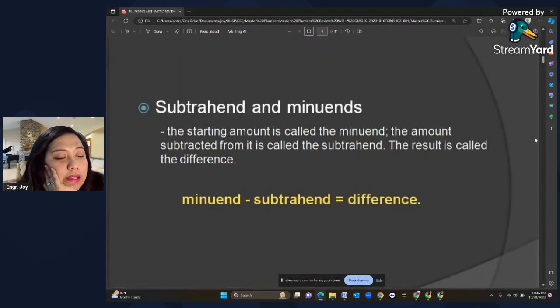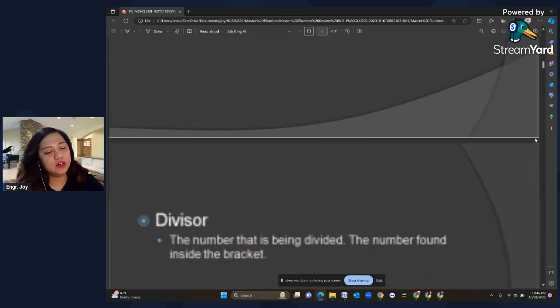And subtrahend and minuend. So, the starting amount is called minuend. The amount subtracted from it is called subtrahend. Minuend minus the subtrahend is equals to difference. Parang ngayon ko lang ulit naalala na minuend pala yung nauuna, tapos subtrahend pala yung pangalawa. Alam ko naman na difference yung result ng pag-subtract. Okay, thank you for the review.